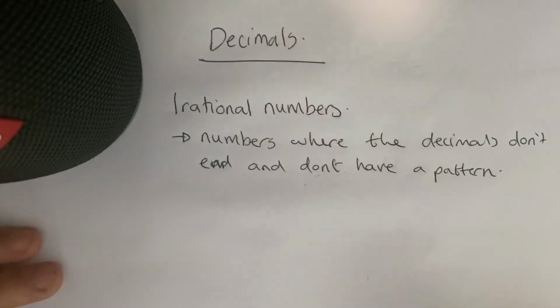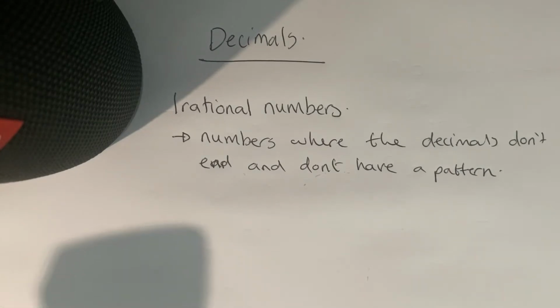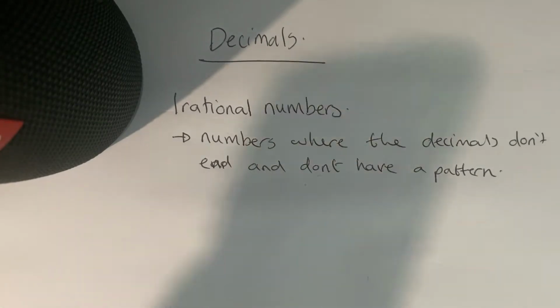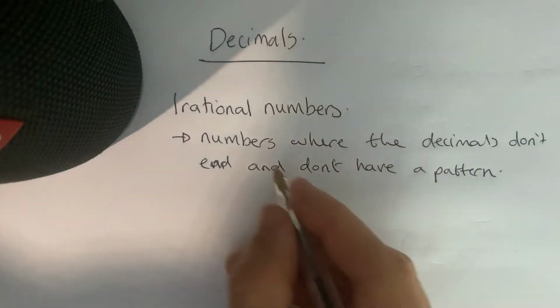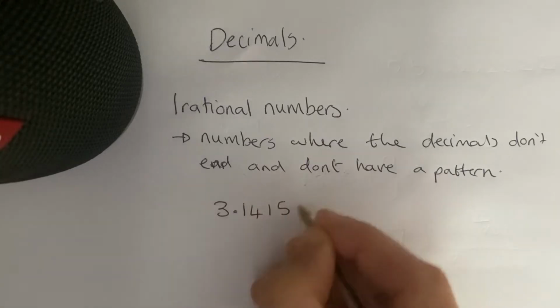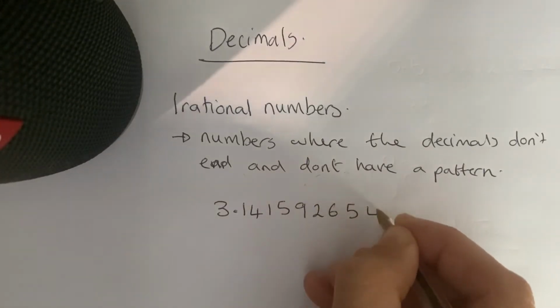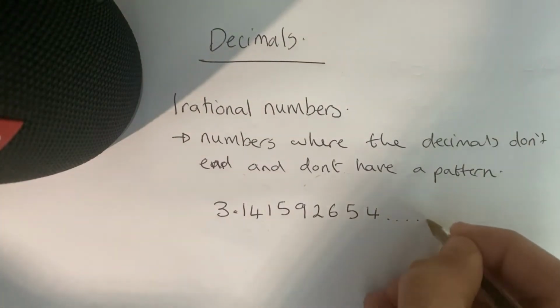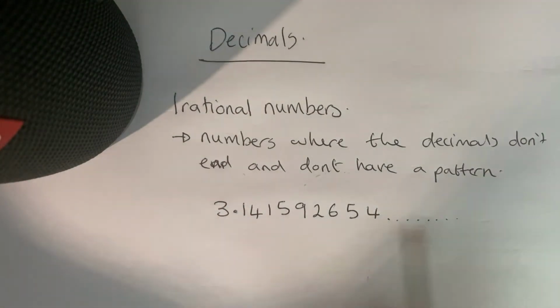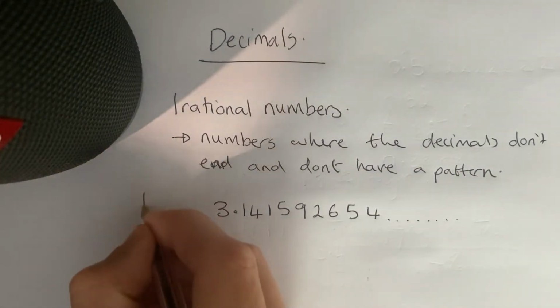For example, I'm going to write a very famous one down. If you know it, well done. I don't know many of the digits to it, but there's one that goes like this: 3.141592654, and then it continues on forever. If you recognise this number, you might have heard about it. This number is what's known as pi.